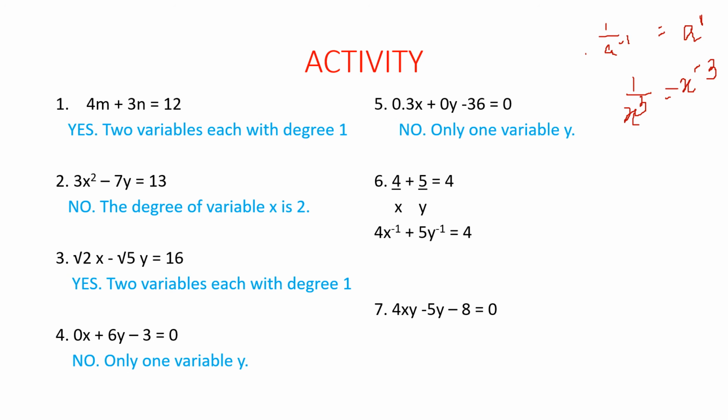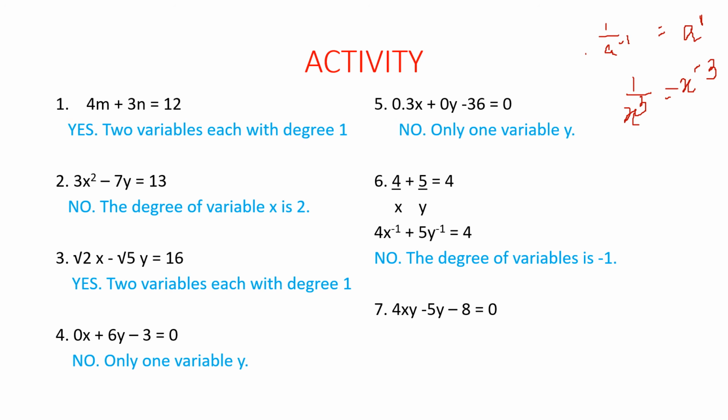Our condition says that we can have only 1 as its degree. So since we have here minus 1, we cannot consider it as a linear equation in two variables, and hence we say no, the degree of the variable is minus 1. This is the reason, and hence this is not a linear equation in two variables.